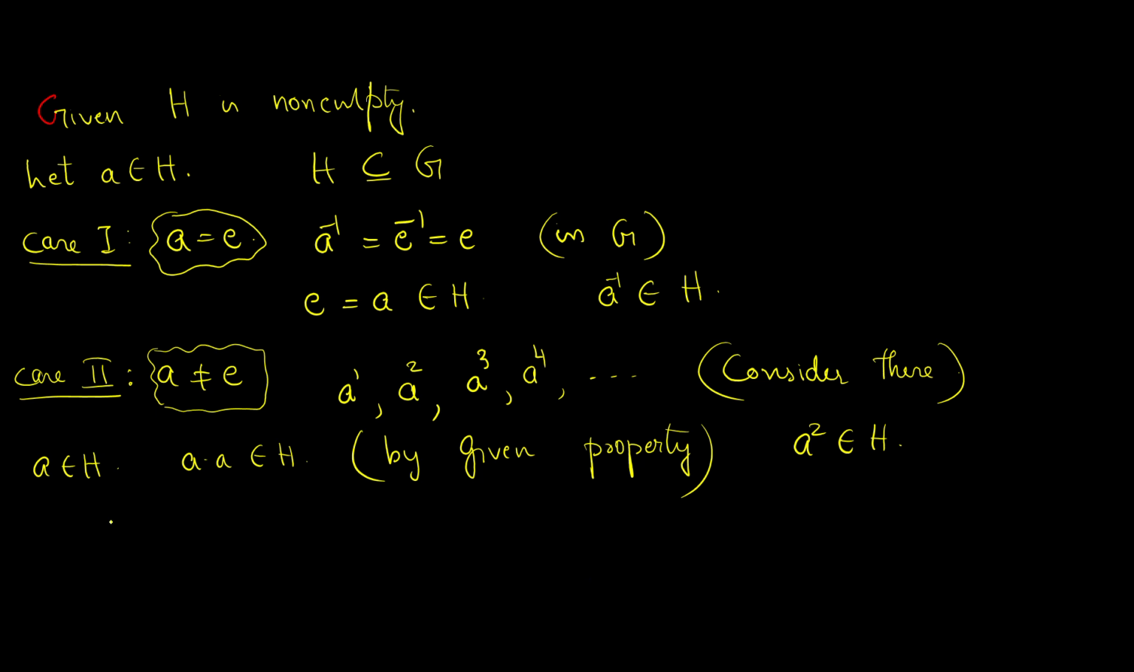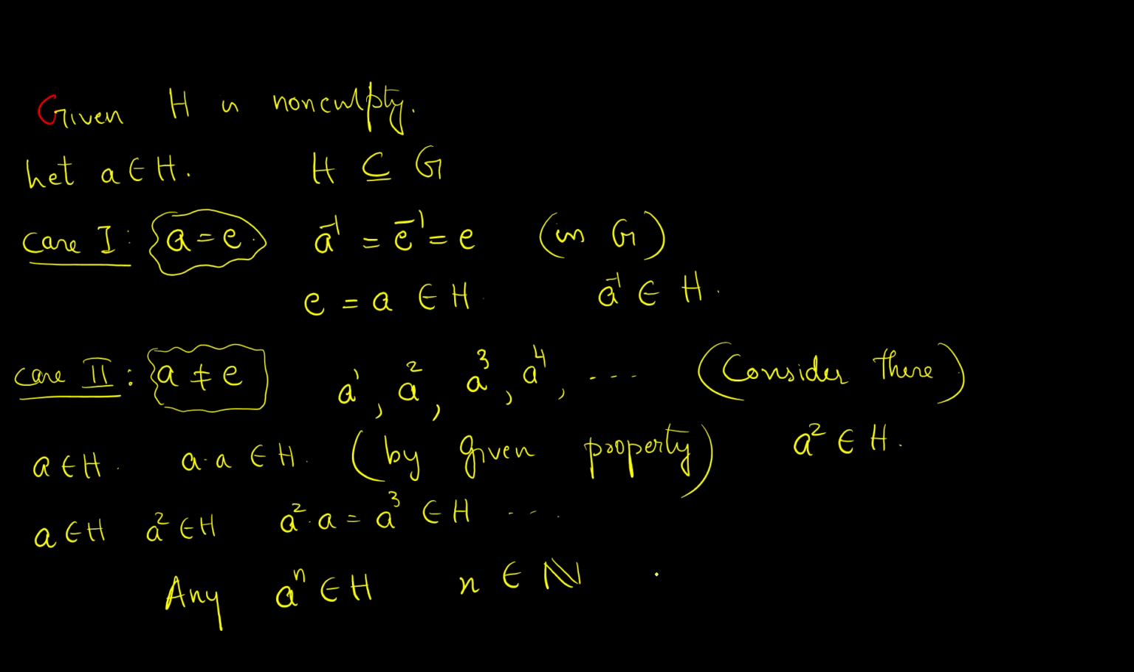Now, similarly, we have that a is there in H, a square is also there in H. So we will have a square times a, which is nothing but a cube. This also must be there in H, correct? So following like this, any a power n will be there in H, where n is a natural number. Natural number means n has to be equal to 1, 2, 3, like that, correct? So any a power n must be there in H by this argument. Okay, so we will note that down.